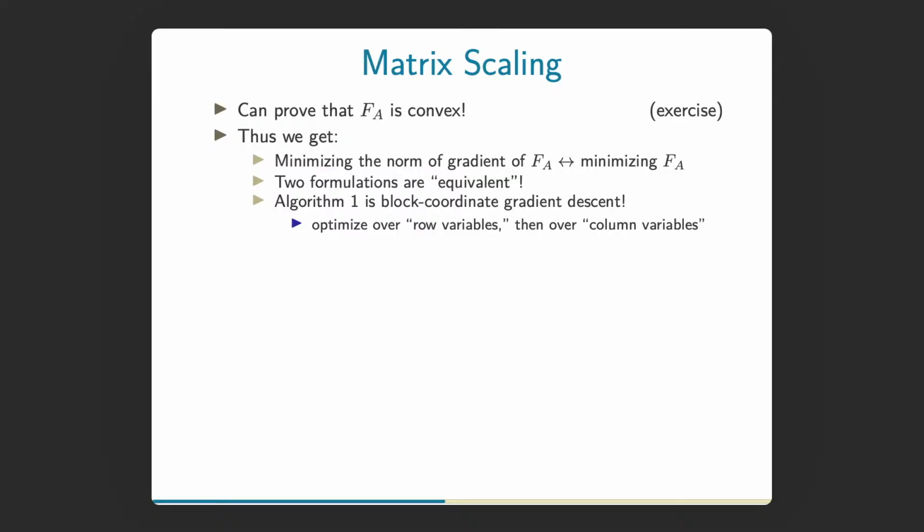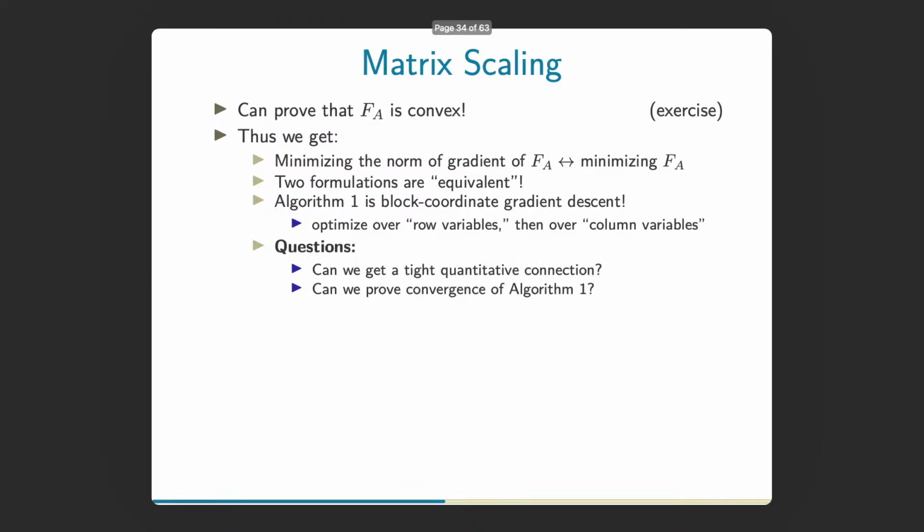And again, as Chris was saying, this algorithm 1, this scaling algorithm, is exactly block coordinate gradient descent. Because what is that? I first optimize over the row variables, and I make my gradient 0 there. Then I optimize over the column variables. So I keep changing back and forth, always making the gradient 0 in one block, and then making the gradient 0 in the other block. When I'm row stochastic, my gradient is 0 on the row variables. When I'm column stochastic, my gradient is 0 on the column variables. Does that make sense? So this algorithm is gradient descent, and now we have hope that it is actually converging and doing the right thing.